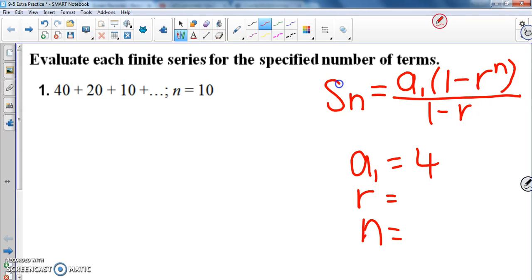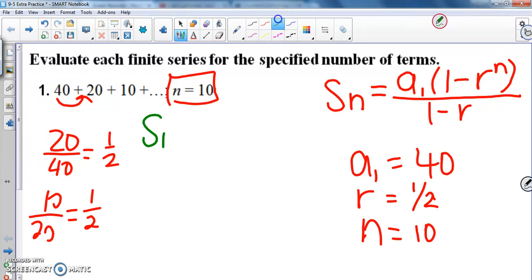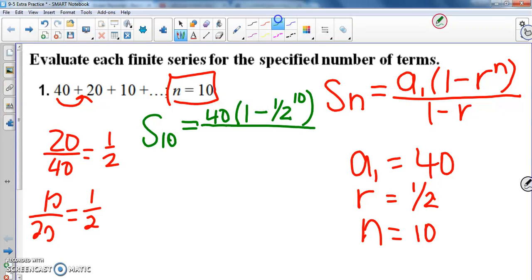My first term is 40, r, or we can do 20 divided by 40, which is 1/2, and 10 divided by 20, which is 1/2. So r is 1/2. N is given, which is 10. Plug into the formula. The sum of the 10 terms is equal to 40 times 1 minus 1/2 to the 10th power, all over 1 minus 1/2.